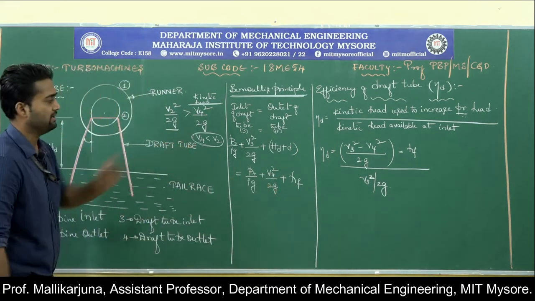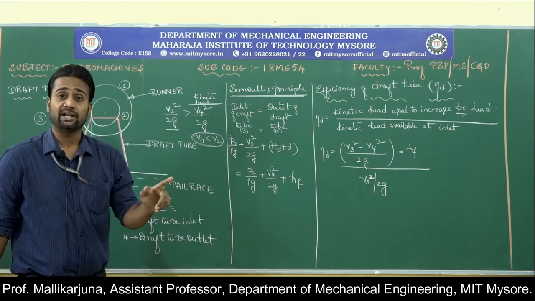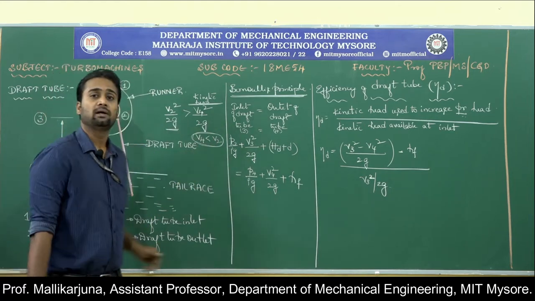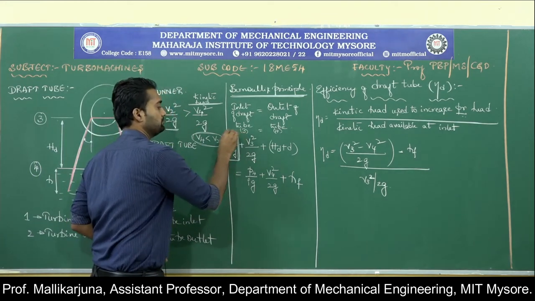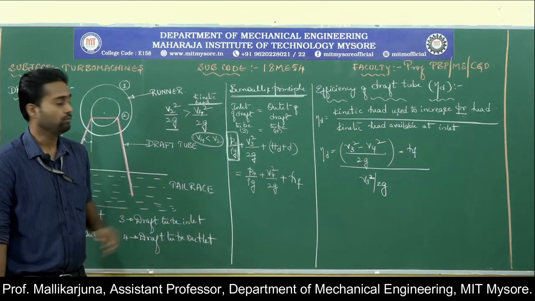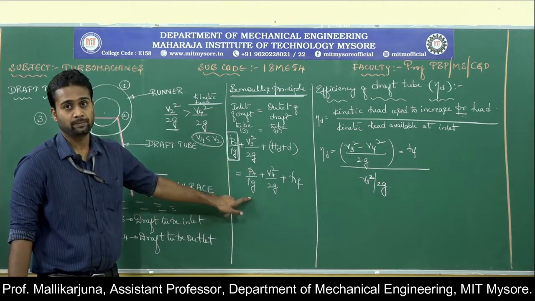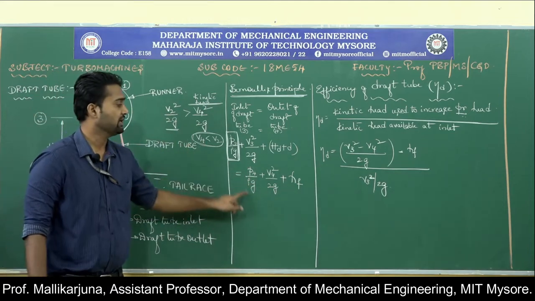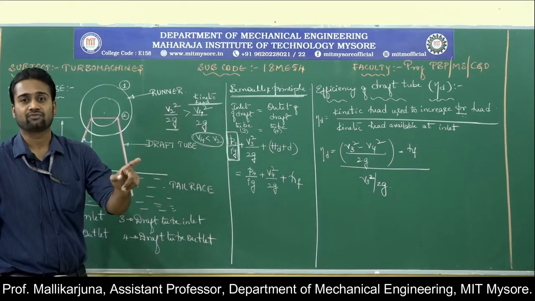Make sure in that equation P3 by rho g is the pressure head, the pressure energy possessed by the fluid while entering the draft tube, and P4 by rho g is the pressure possessed by the fluid at the exit portion of the draft tube. This pressure head should be greater than this pressure head. That is the function of the draft tube.